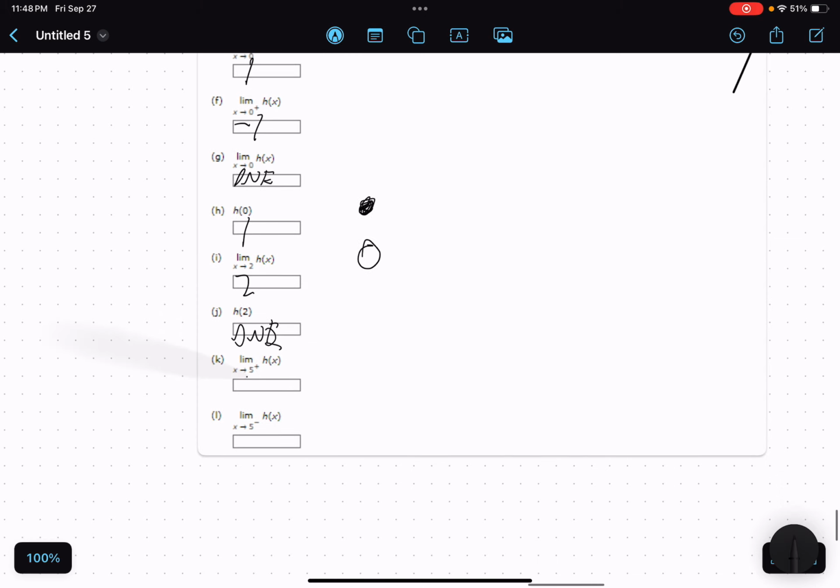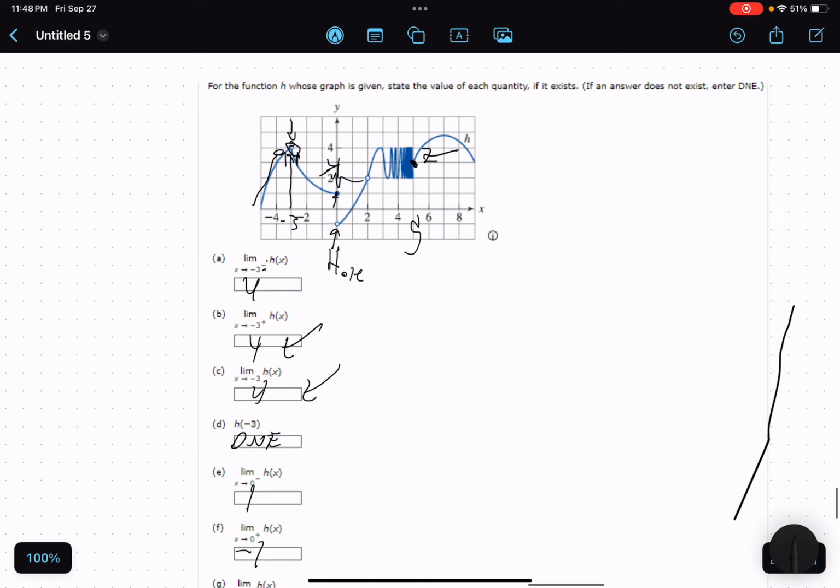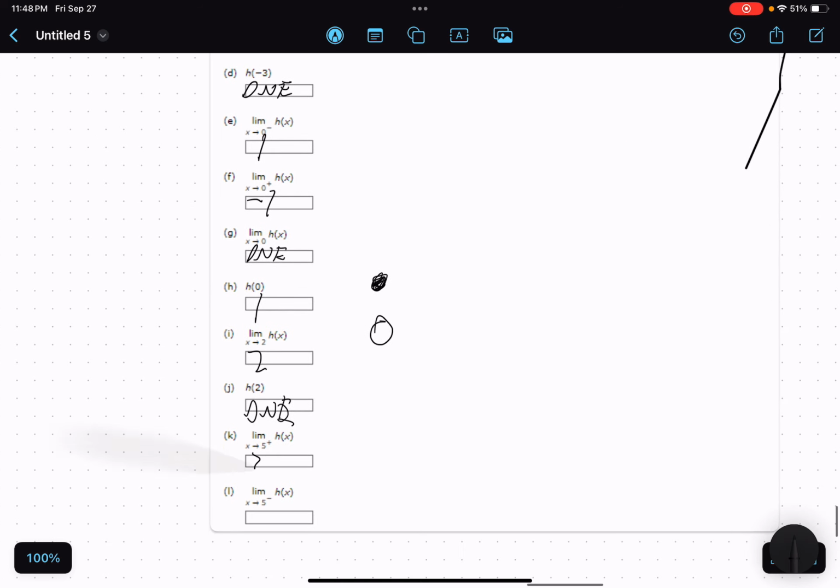And this one's asking for 5 from the right and 5 from the left. Let me look up here. Let's look at 5. Let's first look at from the right. From the right, we can see that the point would be right here, which is 3. So from the right, it would equal 3.